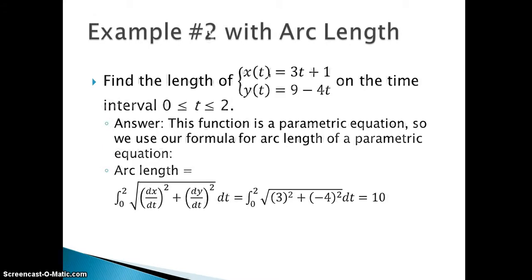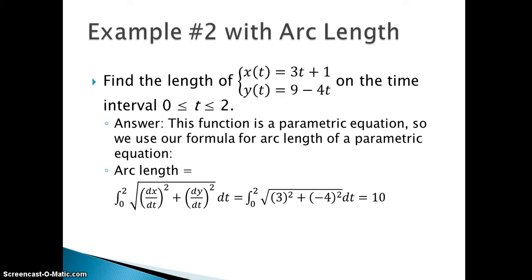And that tells us that the length of this curve on this particular interval is 7.64 units long. A second example with this arc length, we are asked to find the length of the parametric equation, x of t is equal to 3t plus 1, and y of t is equal to 9 minus 4t on the time interval 0 to 2. And this is certainly something that we would be able to solve without a calculator.